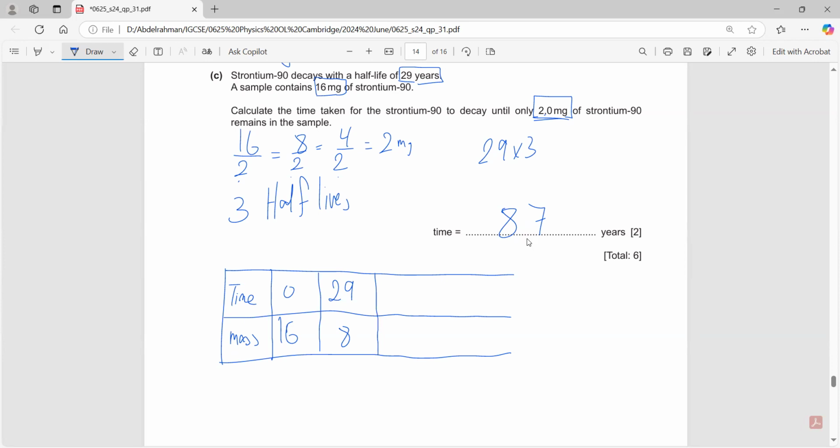After another 29 years, which is 58 years, you keep on adding 29. Another half-life, so the remaining mass is 4 milligrams. After yet another 29 years, a total of 87 years, the remaining mass was only 2 milligrams. So after 87 years, you are left with 2 milligrams.